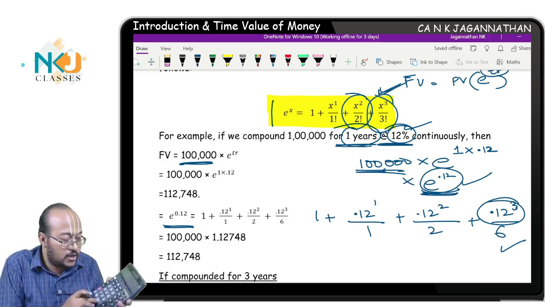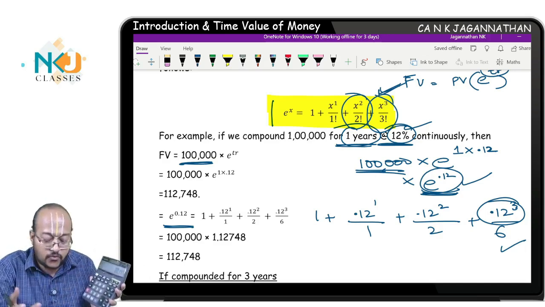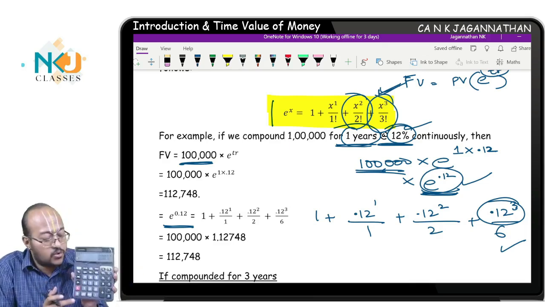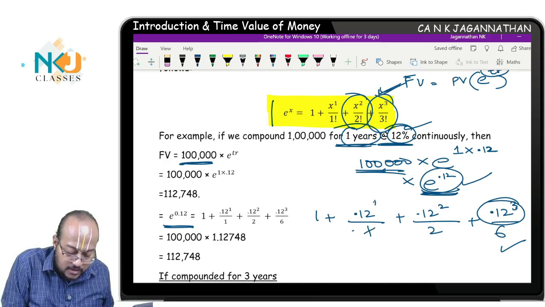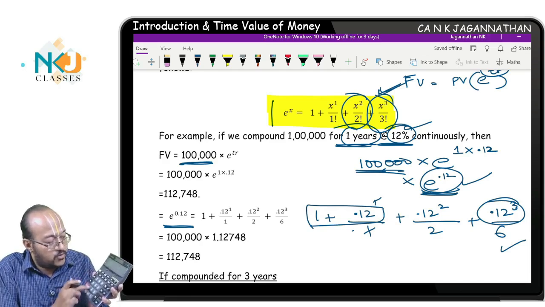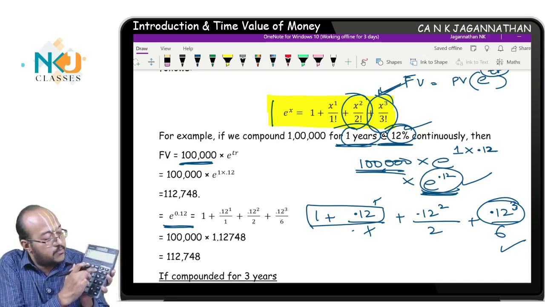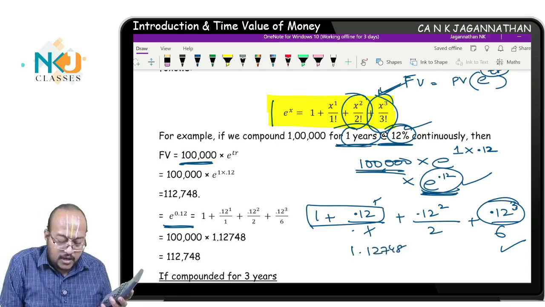0.12 raised to the power 2. Again press 0.12 into, is equal to, you get 0.0144 divided by 2, some number you are getting. Again put memory plus, right? Then what you do? Simply the 1, there's no value. So 1 plus 0.12 is there. Simply 1.12, you add it to memory plus and memory recall. You will get 1.12748 or some number here.